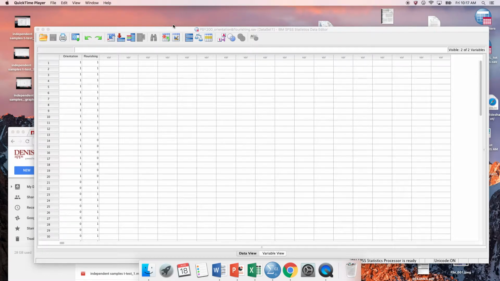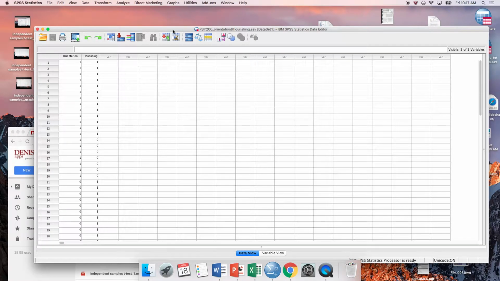This is an example of how to use the chi-square goodness of fit analysis in SPSS. I'm going to use an example of two pieces of data that might be used at Denison, say by the first year student office. In this case, we have two questions. Did you attend a pre-orientation trip? Yes or no? And do you consider yourself to be flourishing at Denison at the end of your first year?